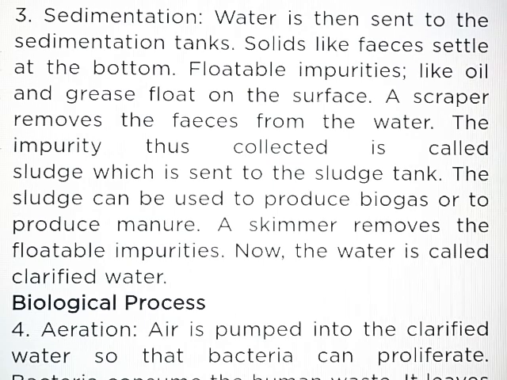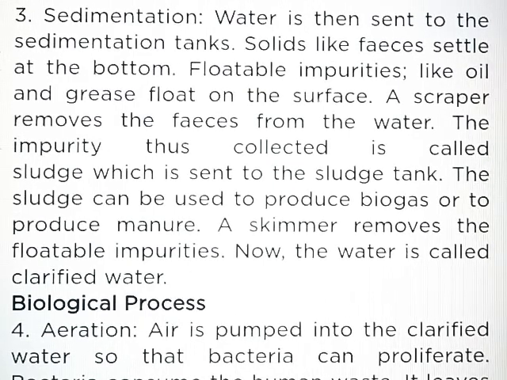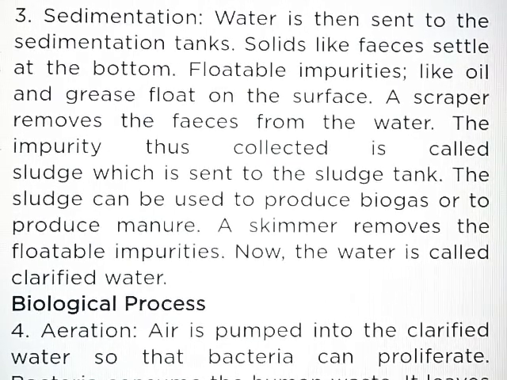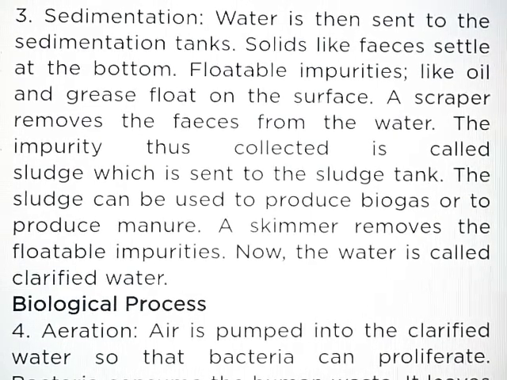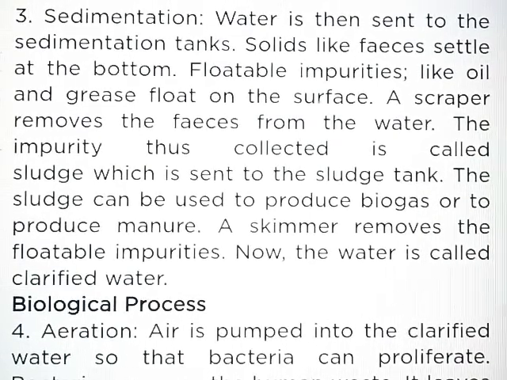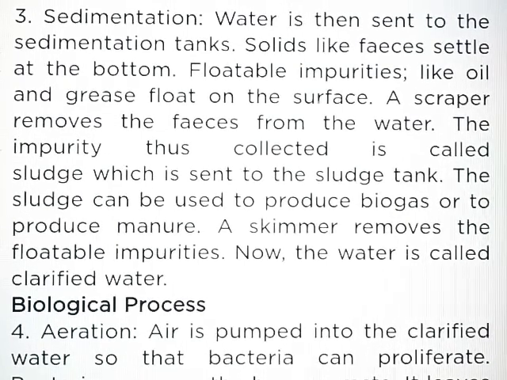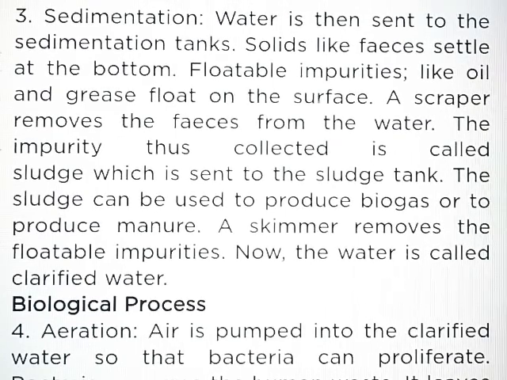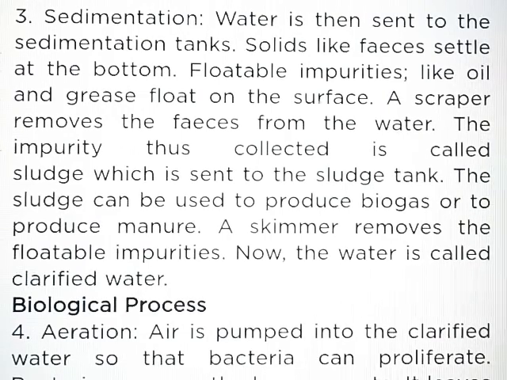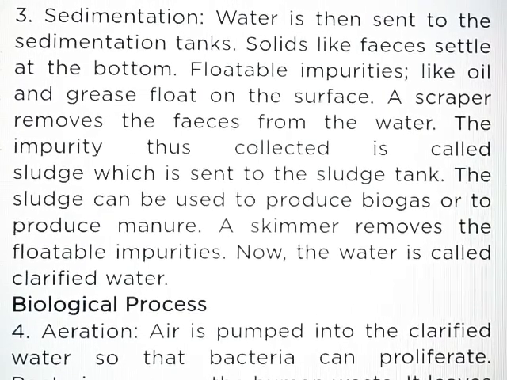Third, sedimentation. Water is then sent to the sedimentation tanks. Solids like feces settle at the bottom. Floatable impurities like oil and grease float on the surface. A scraper removes the feces from the water. The impurity thus collected is called sludge, which is sent to the sludge tank. The sludge can be used to produce biogas or to produce manure. A skimmer removes the floatable impurities. Now the water is called clarified water.